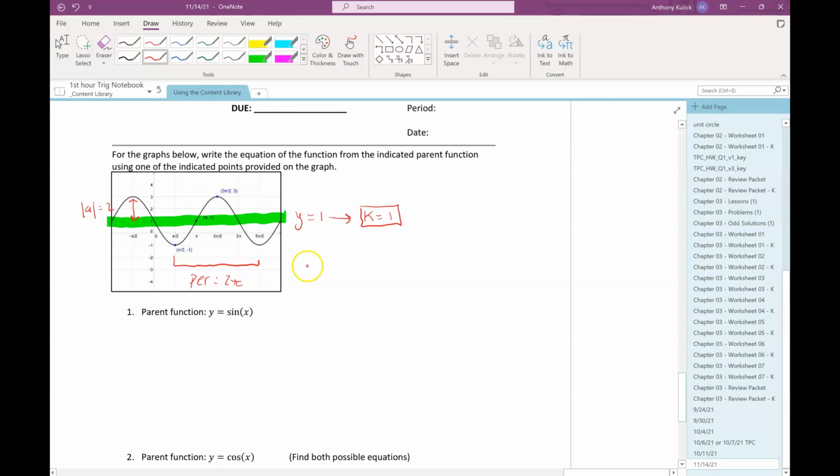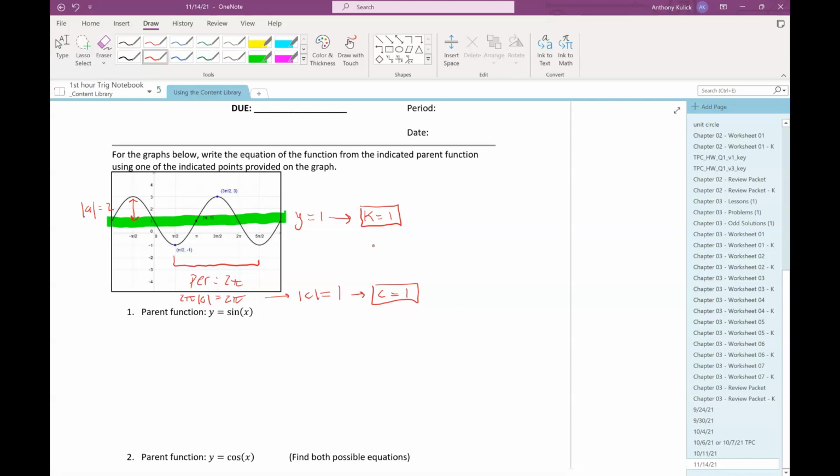And I can use that to solve for C, because I know that 2 pi times C is the period. So I can say then that the absolute value of C is 1. And remember, we always pick C to be positive. So far, so good.